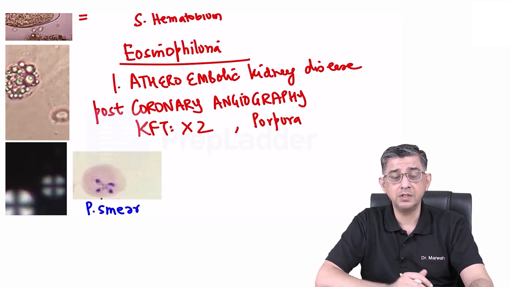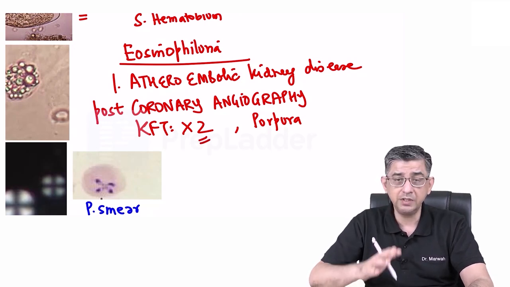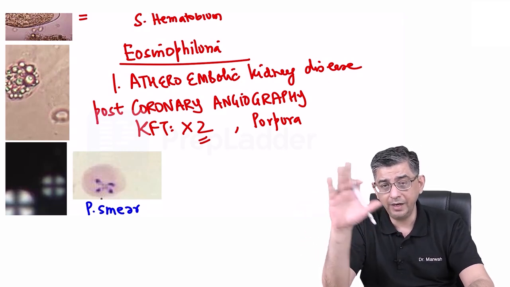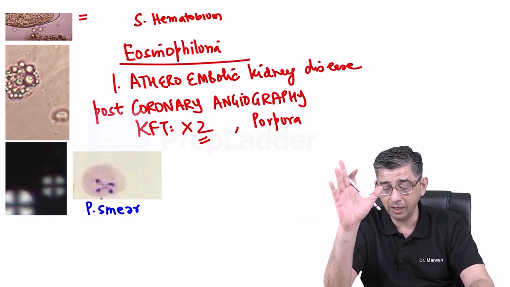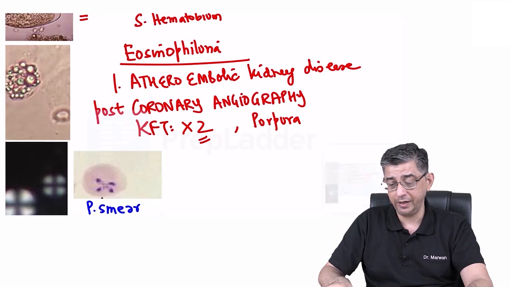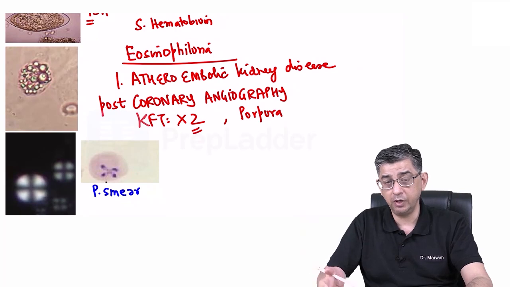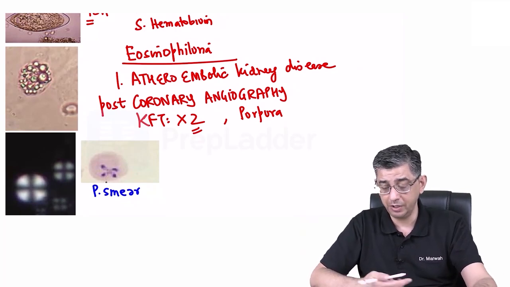But even if he just says that post coronary angiography, suddenly the KFT of the patient has become deranged and pre-existing kidney damage was not present, you have to think in terms of atheroembolic kidney disease. It is discussed in the renal failure topic, and eosinophiluria will be one of the findings given in the microscopic examination.